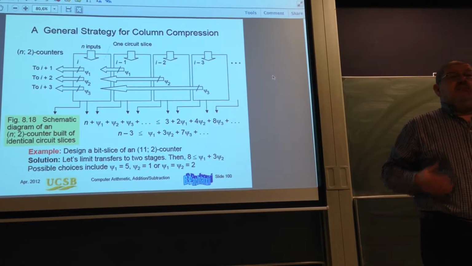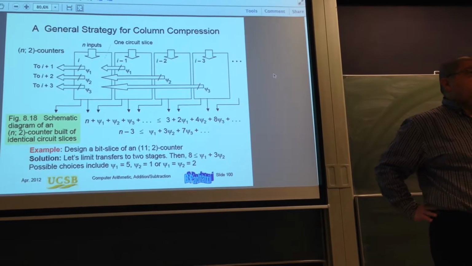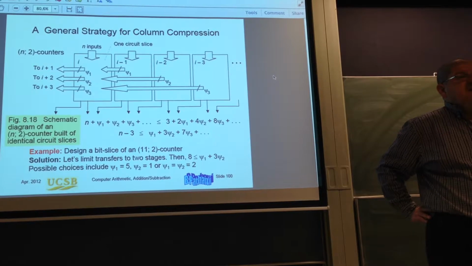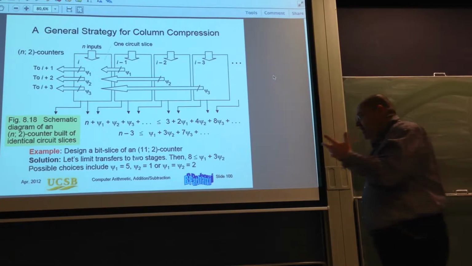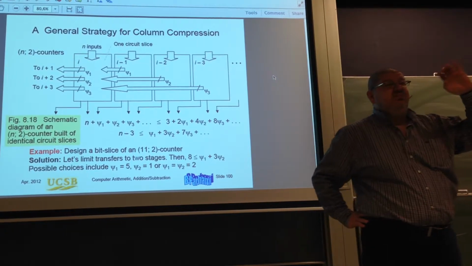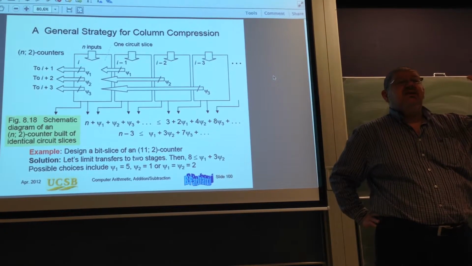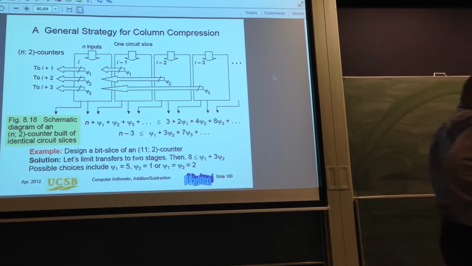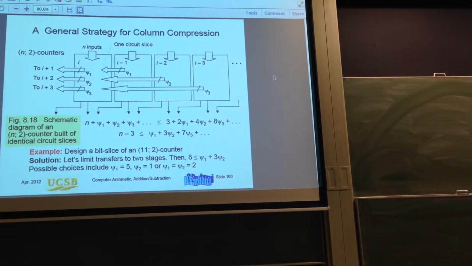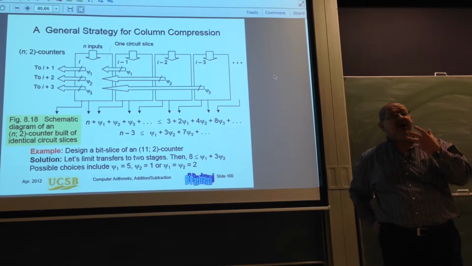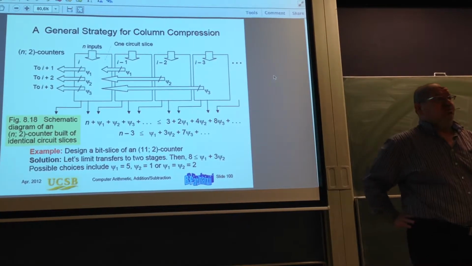The bigger your counter, the stronger the compression and the shallower the compression tree. However, in theory, an n to log n counter is one stage, but in practice, when you implement it, it will be a lot of stages. Now, one of the ideas which brought a different approach in this field relates to these generalized compressors, which are n to 2 counters or compressors.